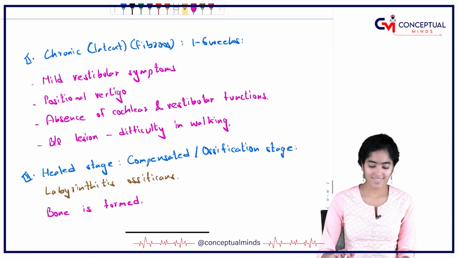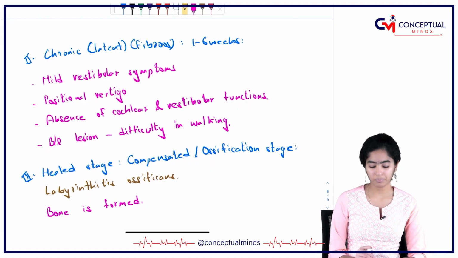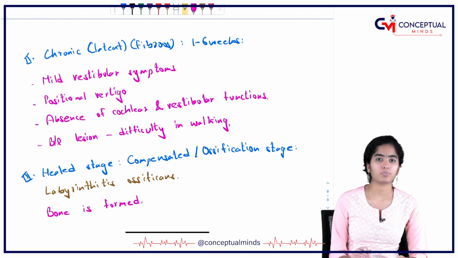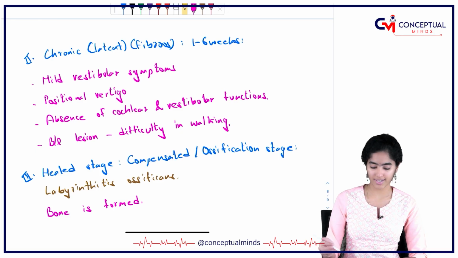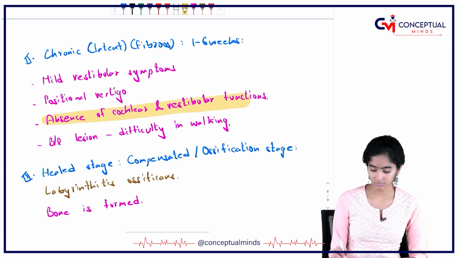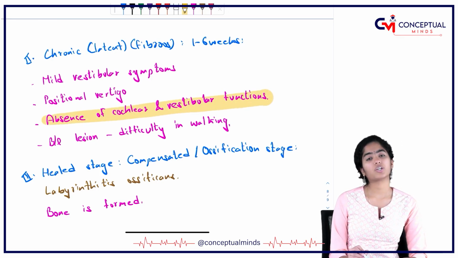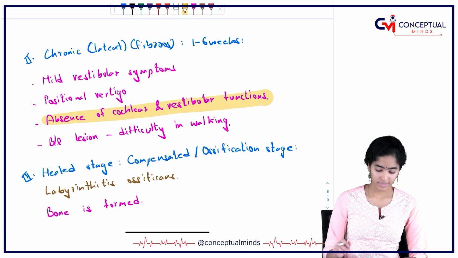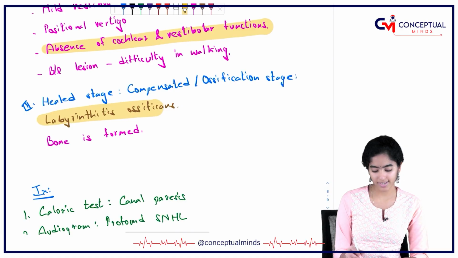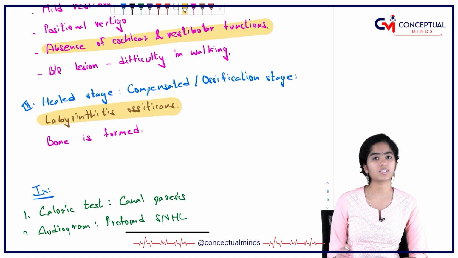Then in the chronic stage, we find milder symptoms, but there is complete absence of cochlear and vestibular functions because of the permanent and irreversible damage that has occurred to them. Bilateral lesion will cause difficulty in walking. And last stage is the healed stage, also called as labyrinthitis ossificans, where new bone is formed.